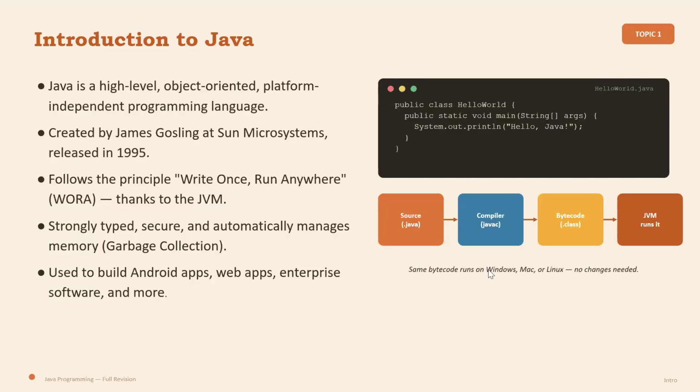Java is a high-level, object-oriented and platform-independent programming language. It was developed by James Gosling at Sun Microsystems and was first released in 1995. Even today, Java remains one of the most popular programming languages in the world. One of its most famous features is its slogan, write once, run anywhere. This means a Java program can run on different operating systems without needing to be rewritten.